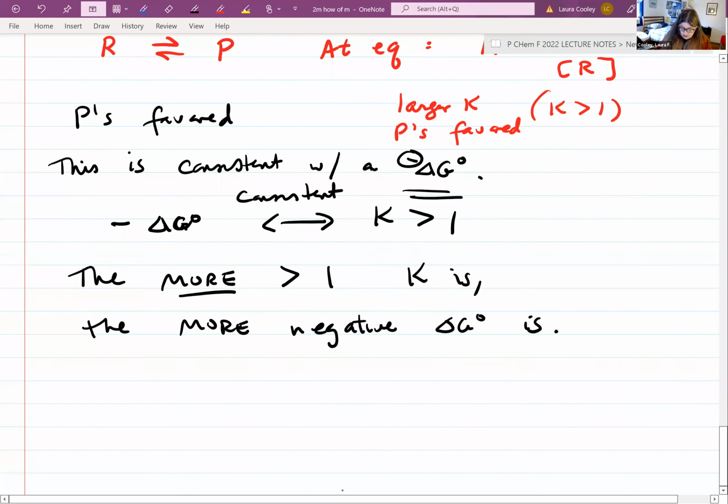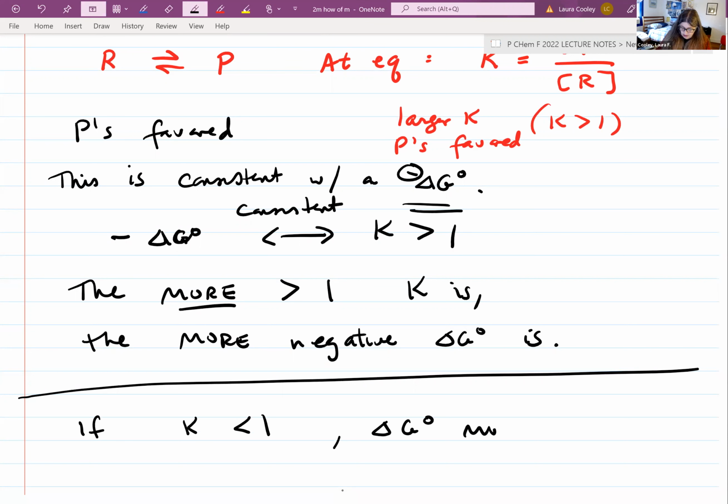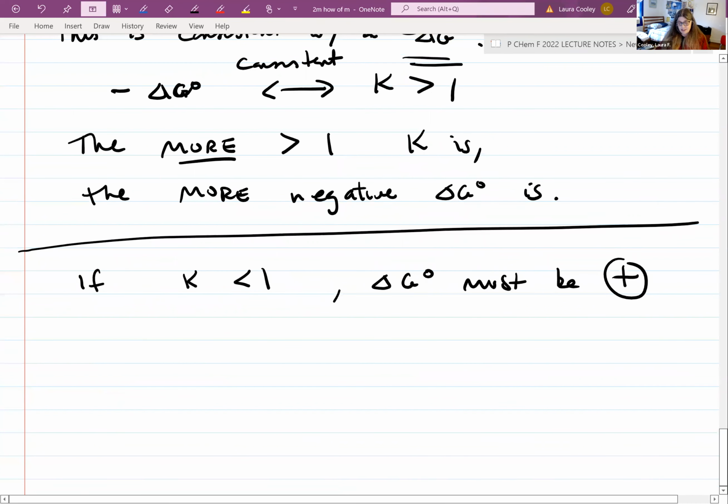Of course, I didn't say it, but it goes almost without saying that if K is less than 1, then delta G zero must be positive, okay? And the smaller the K is, the more positive the delta G zero will be, okay? So that shouldn't be a big surprise to you.